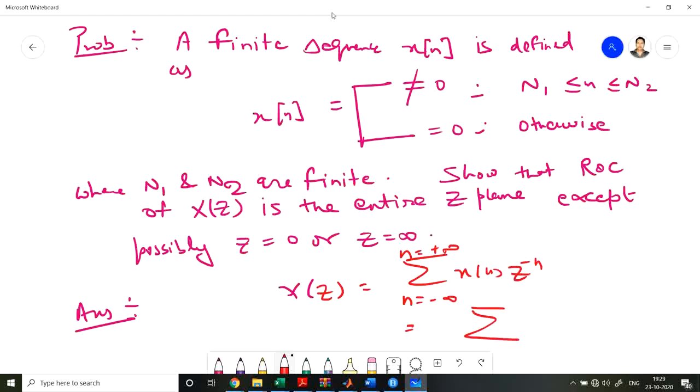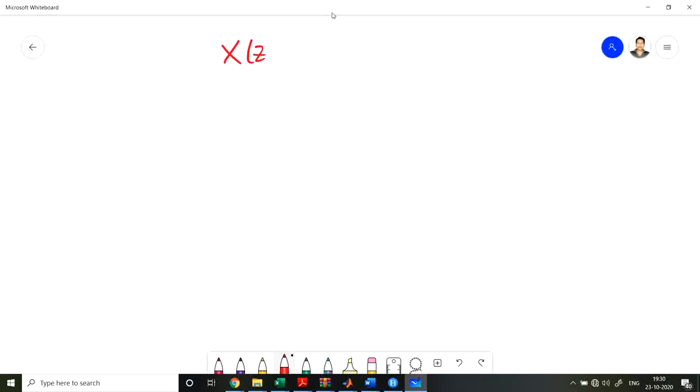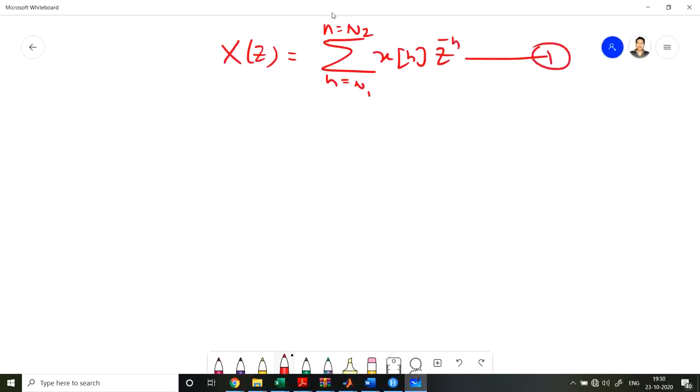And since it is between the range N1 and N2, it is only passed there. So between N1 and N2 we have x[n], and for all other values it is 0. So X(z) is the summation from n equals N1 to n equals N2 of x[n] z raised to the power minus n. Now we can analyze this expression.